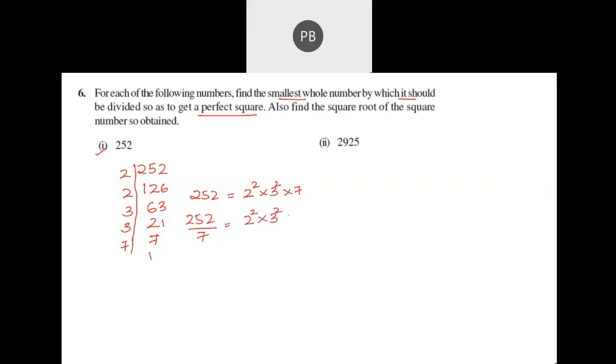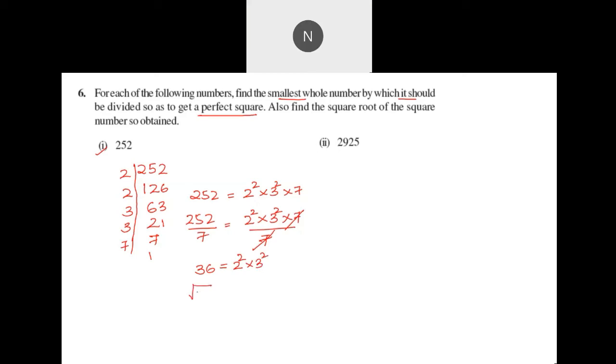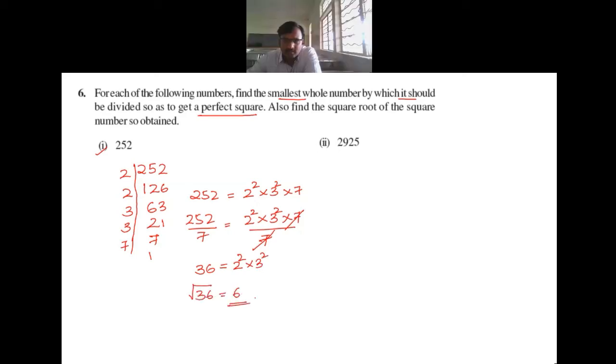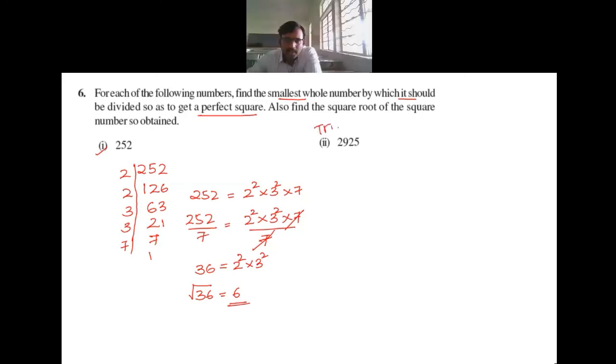In Shobhan's method, 7 will be cancelled. So we cancel this 7. We get a square. 36 is 2 square into 3 square. So we get the square root of 36 as 6. Very simple. Try this now.